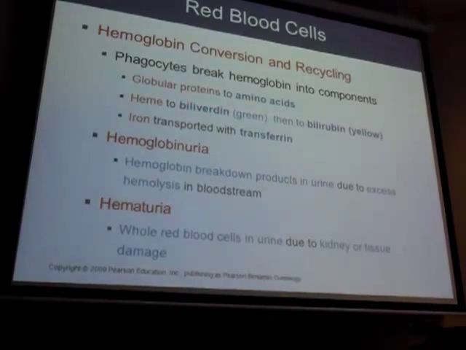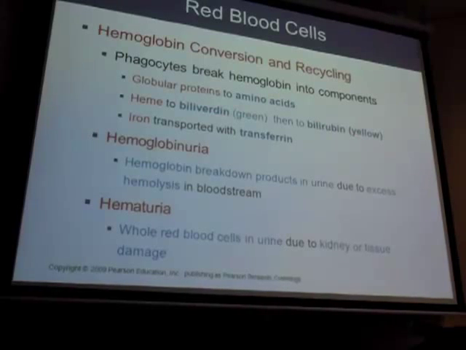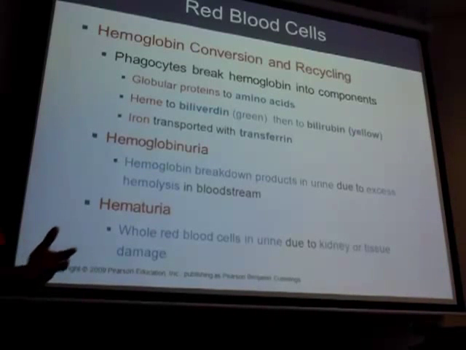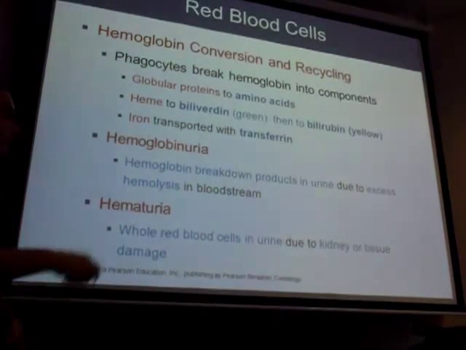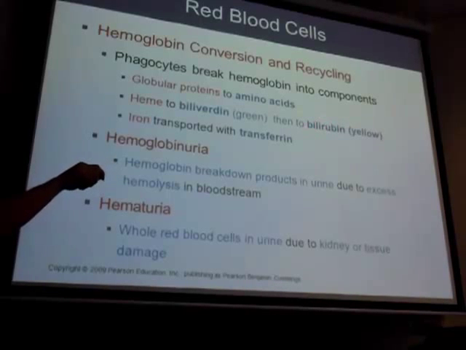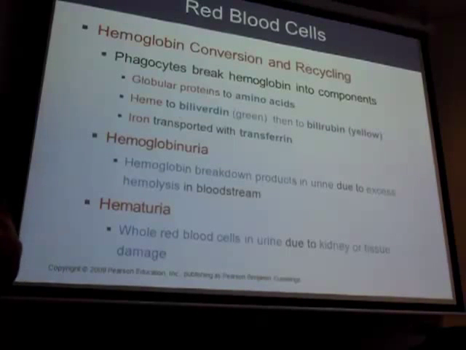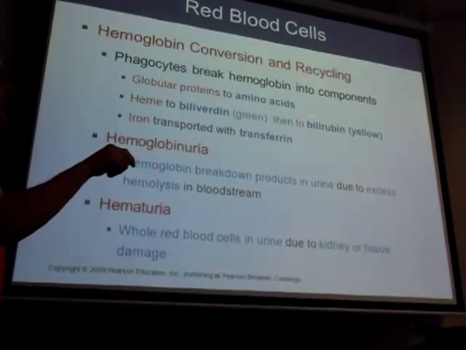Which one of these types do you think you find in your urine? Bilirubin or biliverdin? Nobody pees green, I hope, right? So this is why your pee is the color it is, because of the breakdown of heme. Actually, the color of all your waste is due to the breakdown of red blood cells, which you'll see in a second.